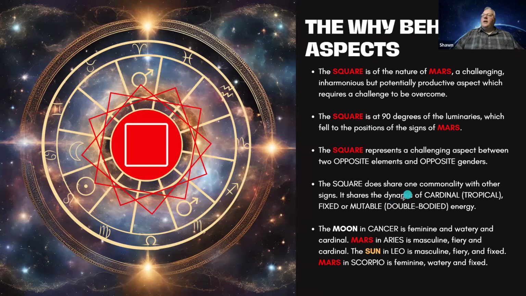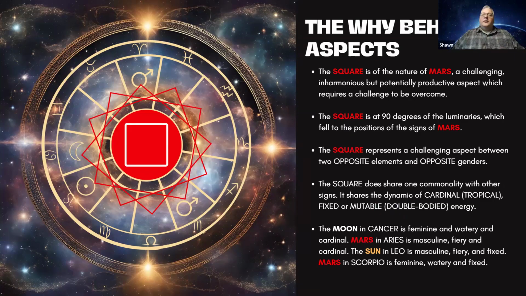The square does, however, share one commonality, even though it's opposite elements and opposite genders. It shares the dynamic of being either cardinal or tropical, as it's referred to sometimes, fixed or mutable. These are three different types of energies that relate to the beginning, the middle, or the end of a season. If we think about cardinal, it is initiating energy, like a new season that is launching and picking up.